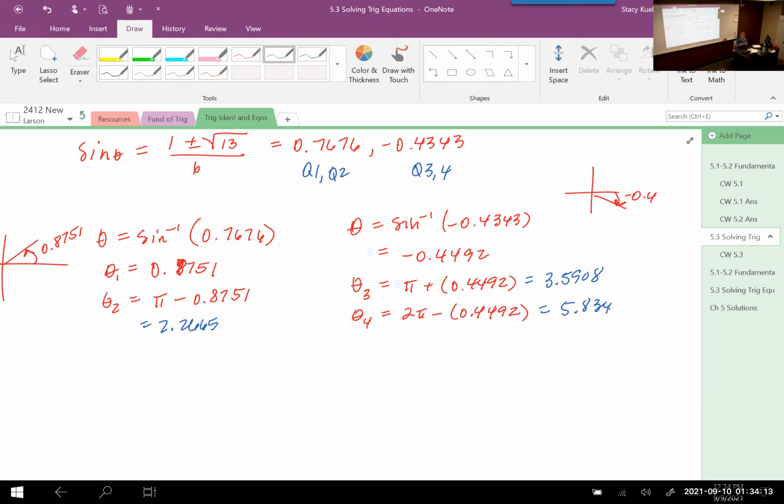We have to make sure that we pay attention to whether they are all in the same trig function, all the same trig terms. All right, questions on that?